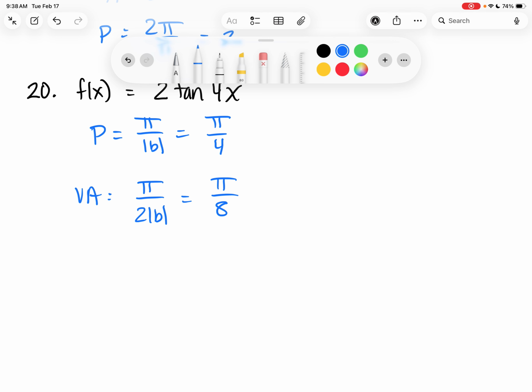Now, if you write an amplitude for tangent, I am warning you now, I will take points off. Tangent goes like this forever, so it can't have an amplitude. It's essentially got an amplitude of infinity, because it doesn't stop, okay? So, it's your warning right now.